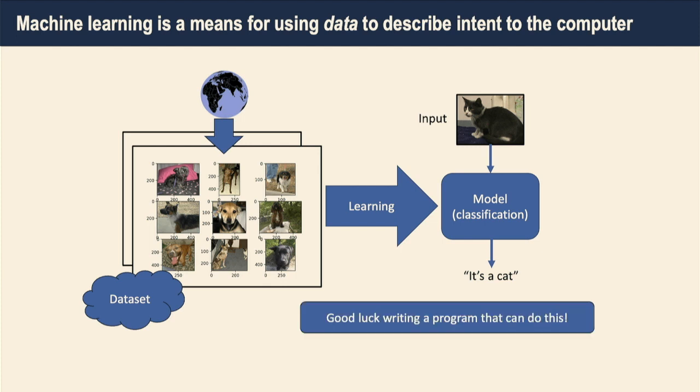And I think the important thing to take away from this is that, good luck writing a program that can do this. It's very, very hard sometimes to do stuff without this kind of data-driven approach. So the data is really a useful way of expressing intent to the computer, because it's telling us, here's the essence of what a cat is. I'll give you many, many examples, and then it'll figure out for you how to do this classification.